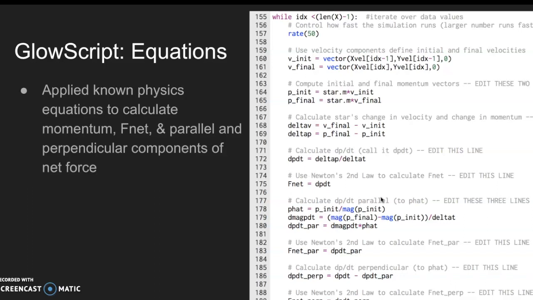Then to calculate the parallel component of the dp/dt, I had to first establish p hat, which is the initial momentum divided by the magnitude of the initial momentum, and then the magnitude had to be found for dp/dt, and then this was used to multiply the magnitude of dp/dt times p hat, and this gave the parallel component of the change in momentum. Newton's second law states that the F net parallel is equal to the change in momentum of the parallel component, and then the perpendicular component was found by taking the total change in momentum minus the parallel component, resulting in the perpendicular, and the F net perpendicular is equal to the change in momentum perpendicular.